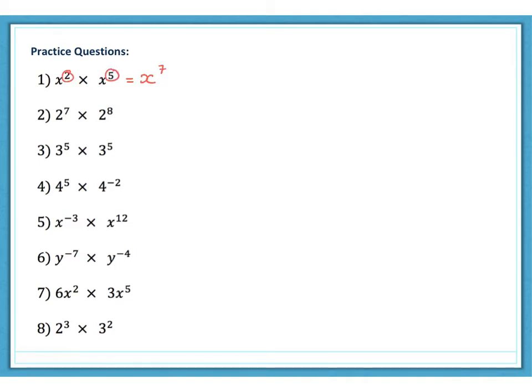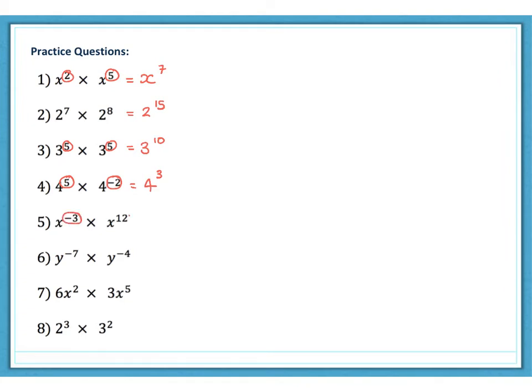Number 2, 2 to the power of 7 multiplied by 2 to the power of 8 is 2 to the power of 15. Question 3, 3 to the 5 multiplied by 3 to the 5. Again, add the indices. We have 3 to the power of 10. Now, some negative numbers start appearing. We've got to be careful here with our negative number addition. 4 to the 5 multiplied by 4 to the negative 2 will give us an answer of 4 cubed.